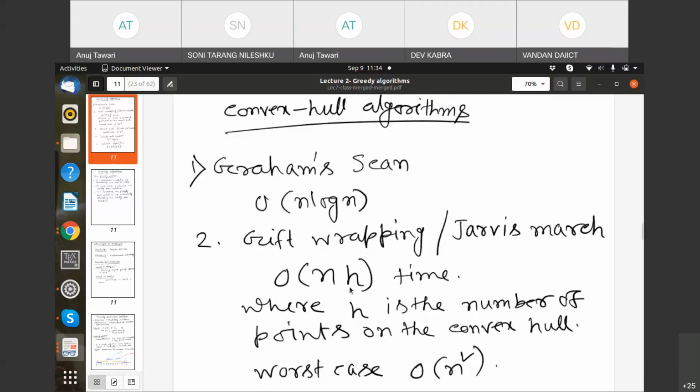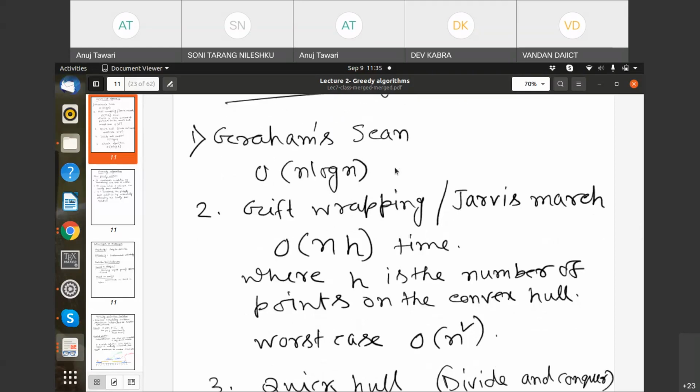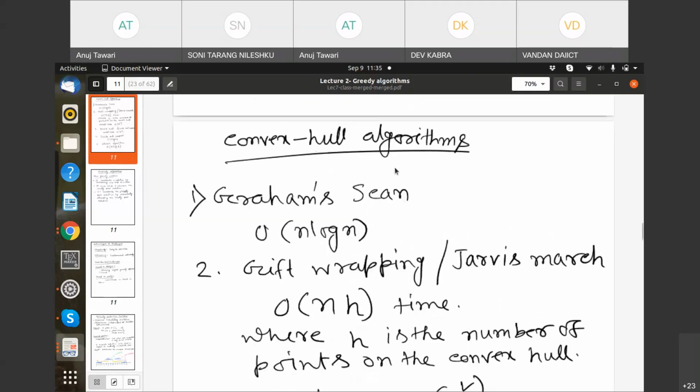Yeah, let me think about this for some time. But mostly we use this n log n algorithm. It is the safer option instead of first deciding whether h is small or large and then choosing which algorithm to apply. In practice, we use this n log n algorithm. Graham scan is practically used the most, or the divide and conquer, which you saw.